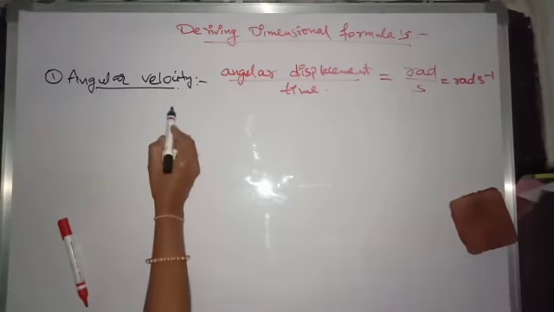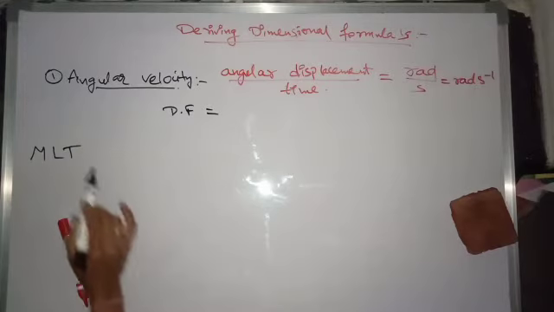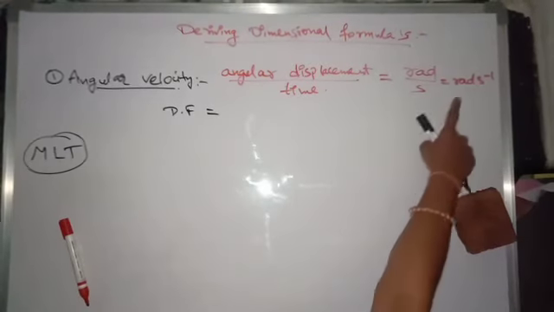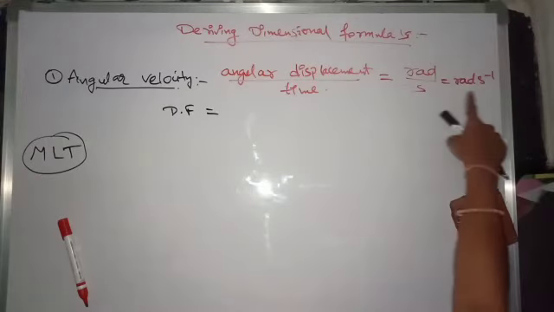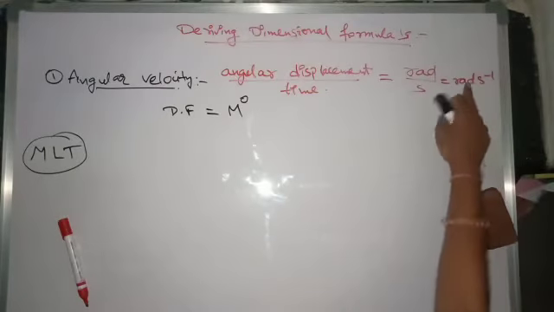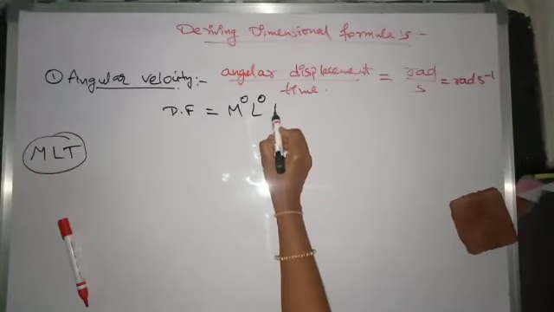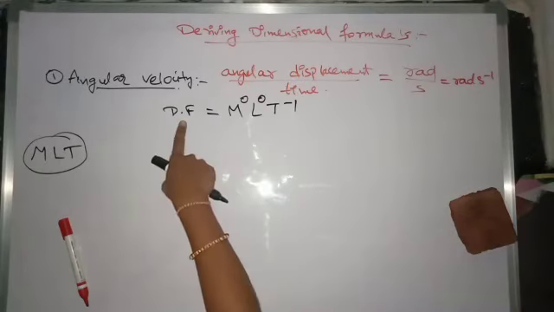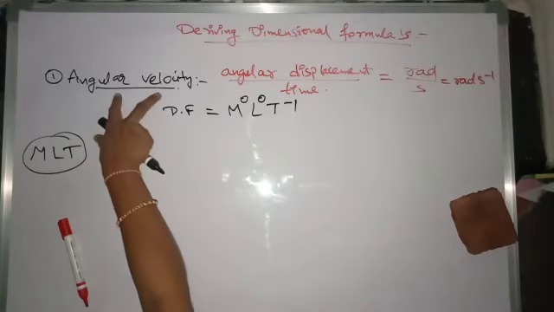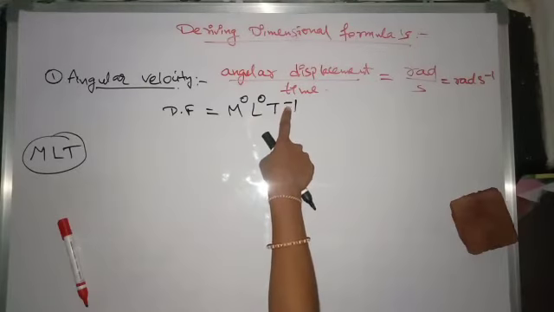Now coming to the dimensional formula for angular velocity, we will write the dimensional formula in terms of mass, length and time. Is there any mass in this equation? No. So you have to write M power 0. And length, there is no length, so L power 0, and time, s power minus 1, so T power minus 1. The dimensional formula for angular velocity is M power 0, L power 0 and T power minus 1. So the dimensions for angular velocity are 0 in mass, 0 in length and minus 1 in time.